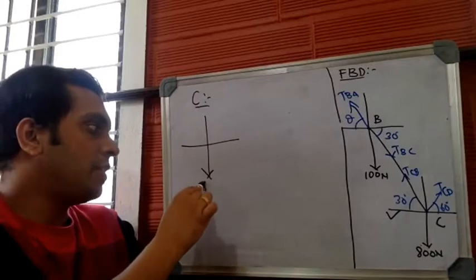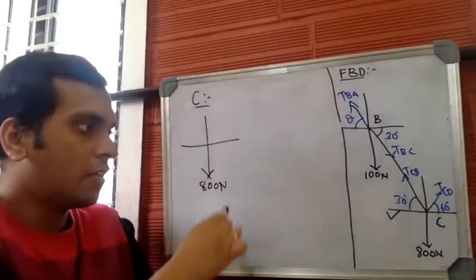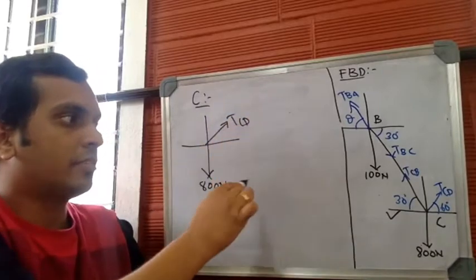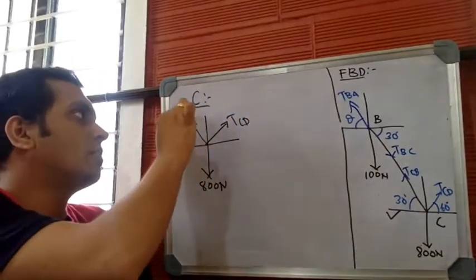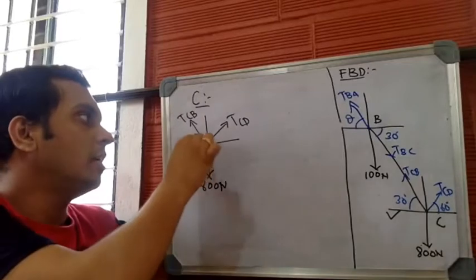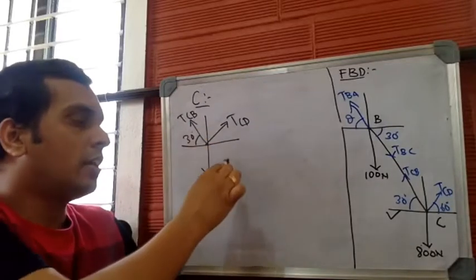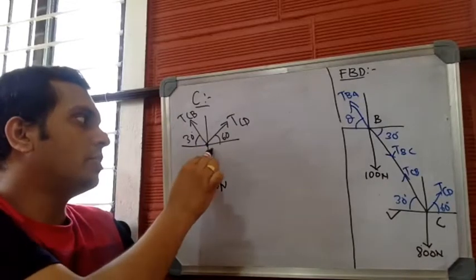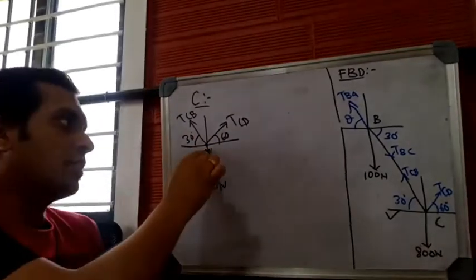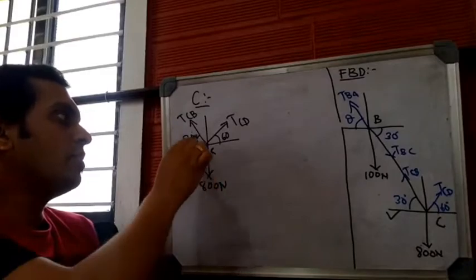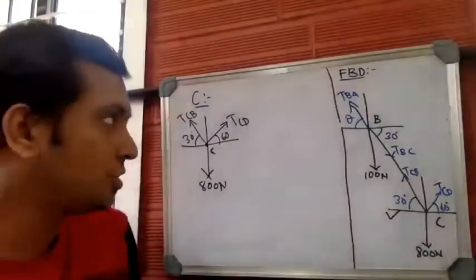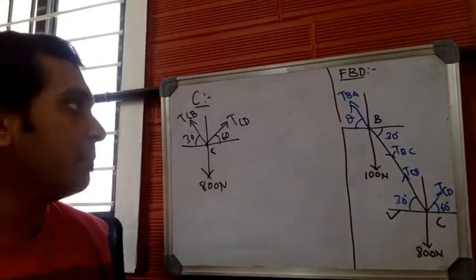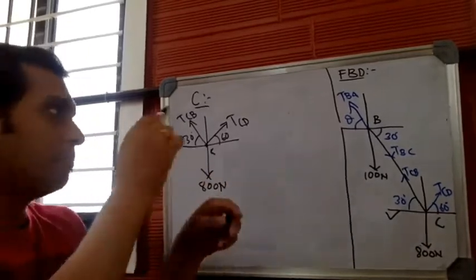So the suspended load is 800 newtons. This is TCD, and this is TCB. This angle is 30 degrees and the other angle is 60. So this is junction point C. Check the number of forces now. Total number of forces is 3, and you know all the angles. So we can straight away apply Lami's theorem since it has 3 forces. Let us apply Lami's theorem.